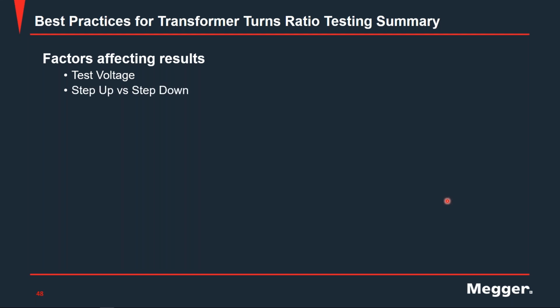Now, whether you're doing that turns ratio testing step up or step down, again, with step up, you need less excitation voltage to achieve a higher test voltage on that primary winding. While with step down, you're going to need more voltage, which will result in a heavier piece of equipment to do the same type of testing that you can do with step up.